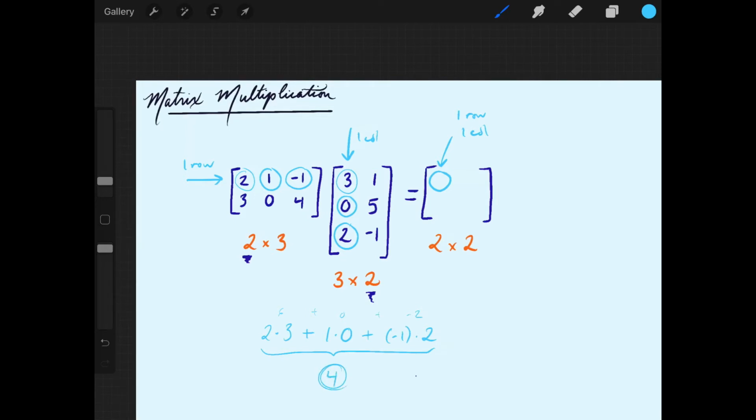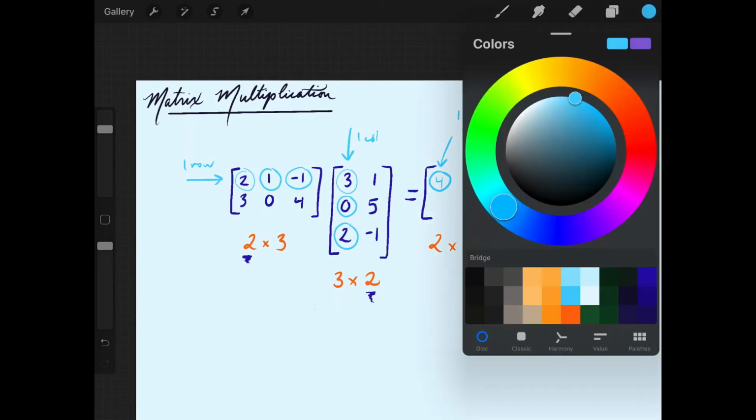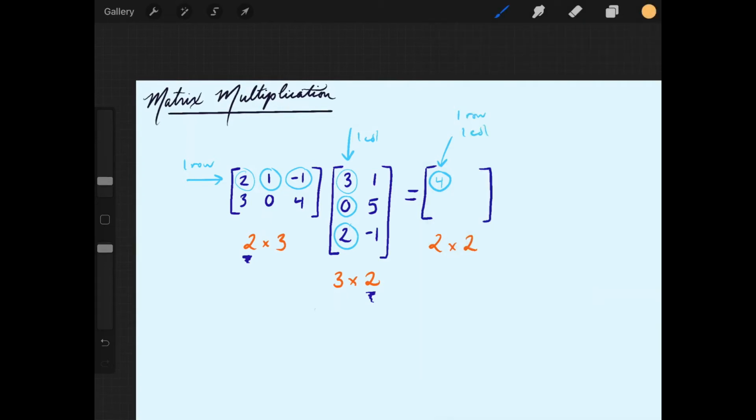That's 4. And folks, if you can believe it, 4 is the number that we write there. I didn't say this was easy. Let's keep going. We still have 3 more numbers to fill in our 2 by 2 matrix. That is our answer. I'm going to erase my scratch work so we can start again here.